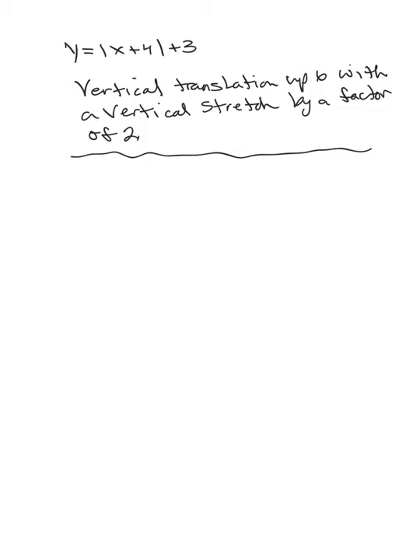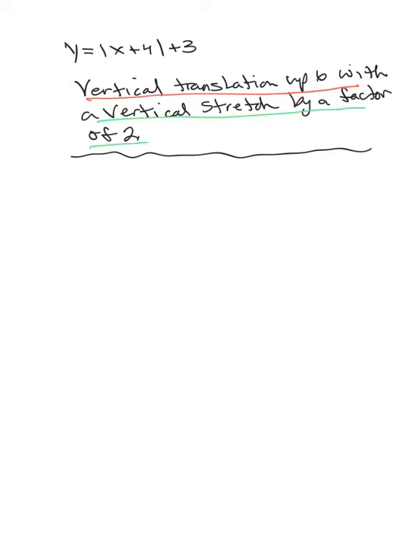Okay, I wanted to do this example to show you how somebody might do it differently and get a different answer. So if we're asking you to do a vertical translation up 6 and then a vertical stretch by a factor of 2, the assumption is that we're doing this first and then we're going to do this one second.